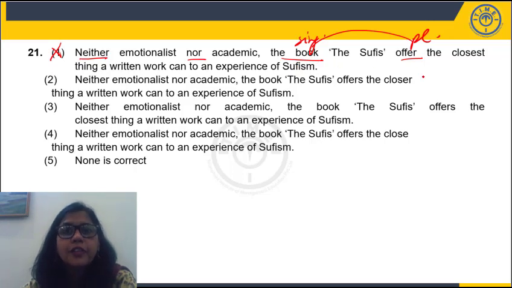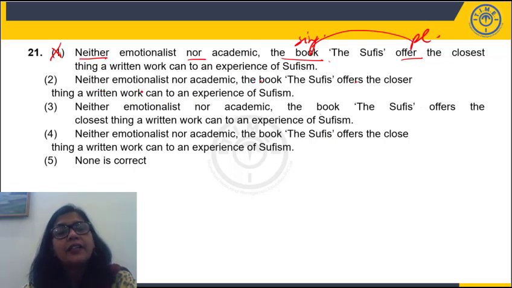Now once you've identified this error, quickly glance at the other options to check whether they have the same error or not. Sometimes, or in most cases, they have. Book offer, book offers, book offers, book offers. Yeah, too bad, right? So let's read the next one.